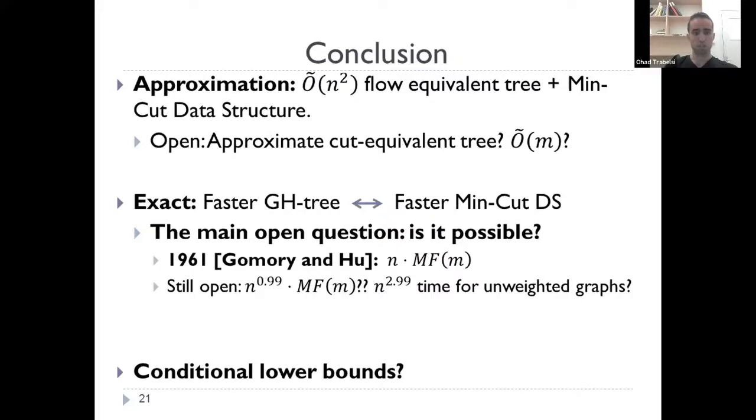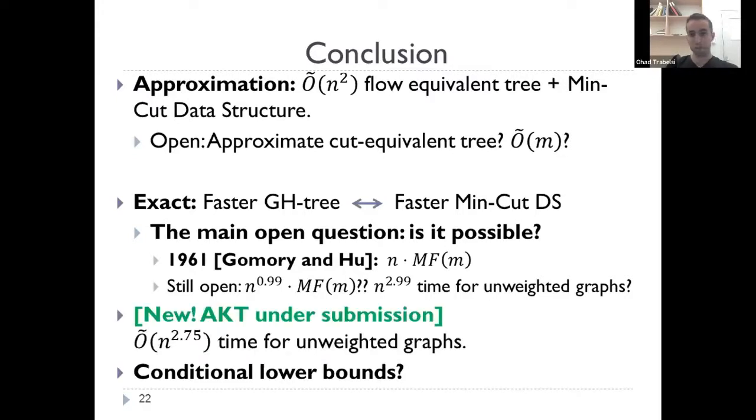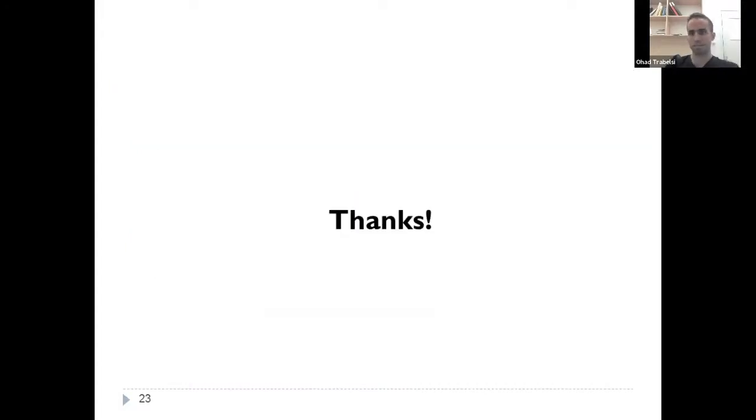Another question is: is it possible to have conditional lower bounds for these problems in undirected graphs? And in a new and very exciting result, currently under submission, we showed how to design an algorithm with running time n to the 2.75 for the construction of cut equivalent trees in unweighted graphs. That would be it. Thank you.